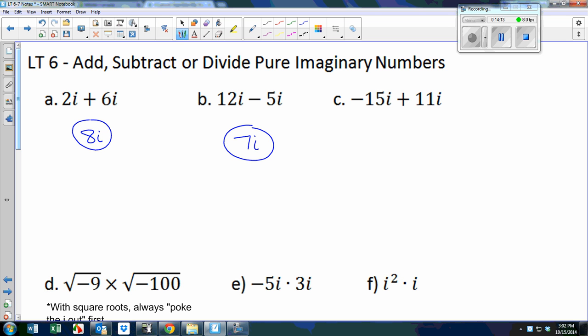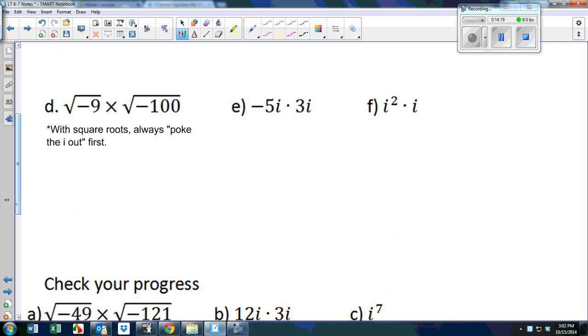Negative 15i plus 11i is negative 4i. All right? Now we have some square roots. So again, if there's a square root involved, you're going to use the fact that i equals the square root of negative 1, and you should always use that fact first.